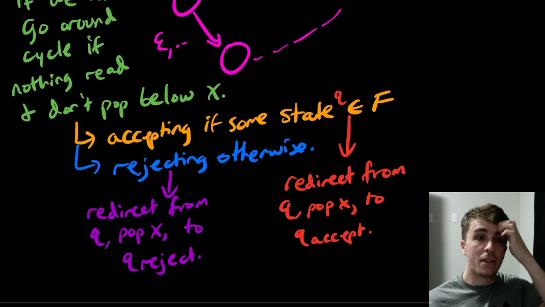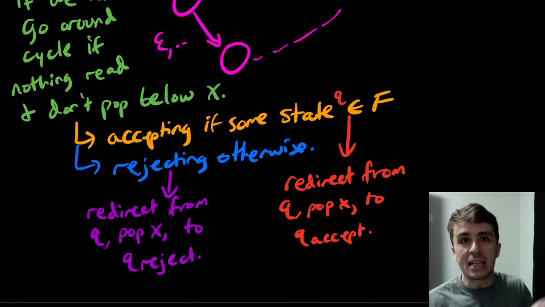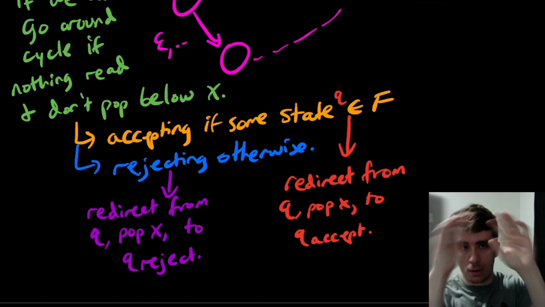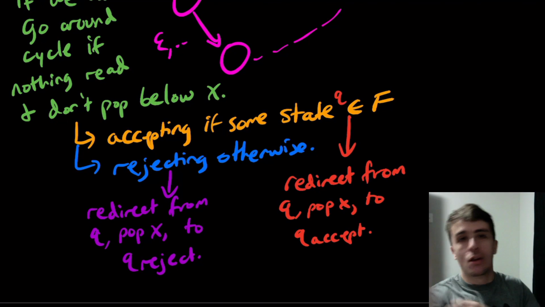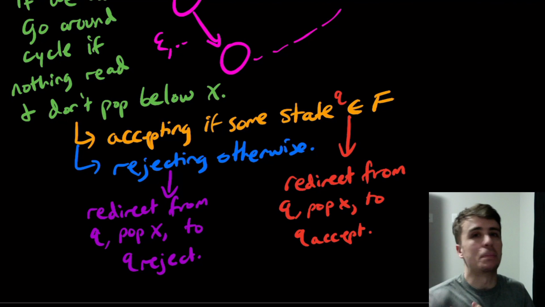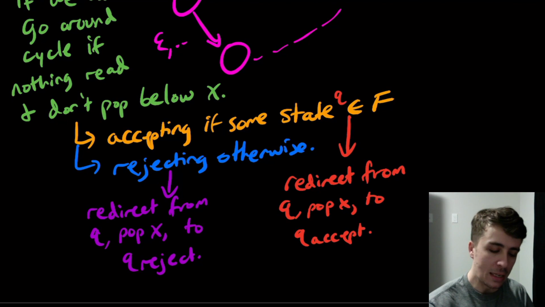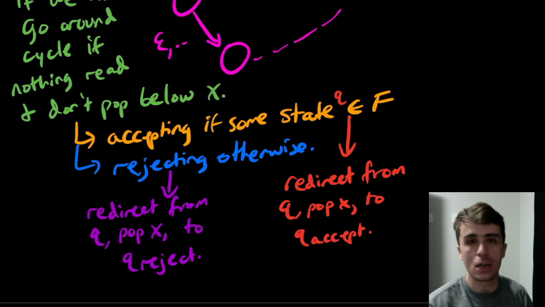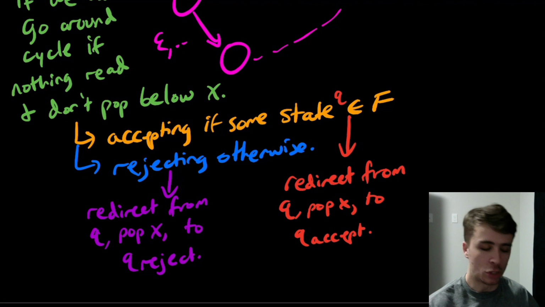Because if there was no state that's final at all along the whole cycle, then if we just keep going around, we'll never accept anyway. So therefore, we can just go to state Q and pop X to determine that that's the character that's on top, and we can go to the reject state.